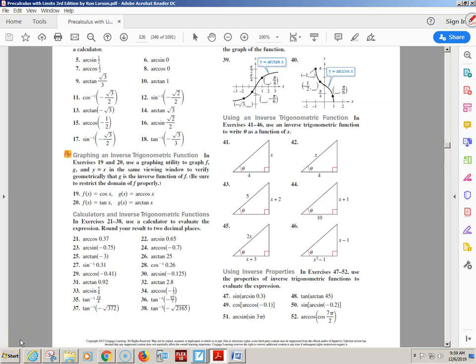Oh, Laura's on. What size, Laura? Everyone's in the middle. Okay.